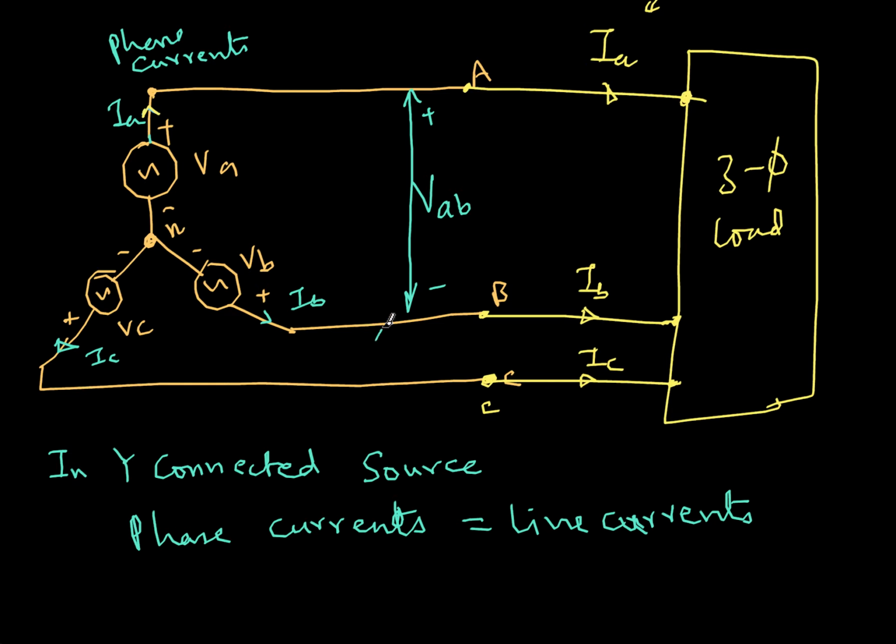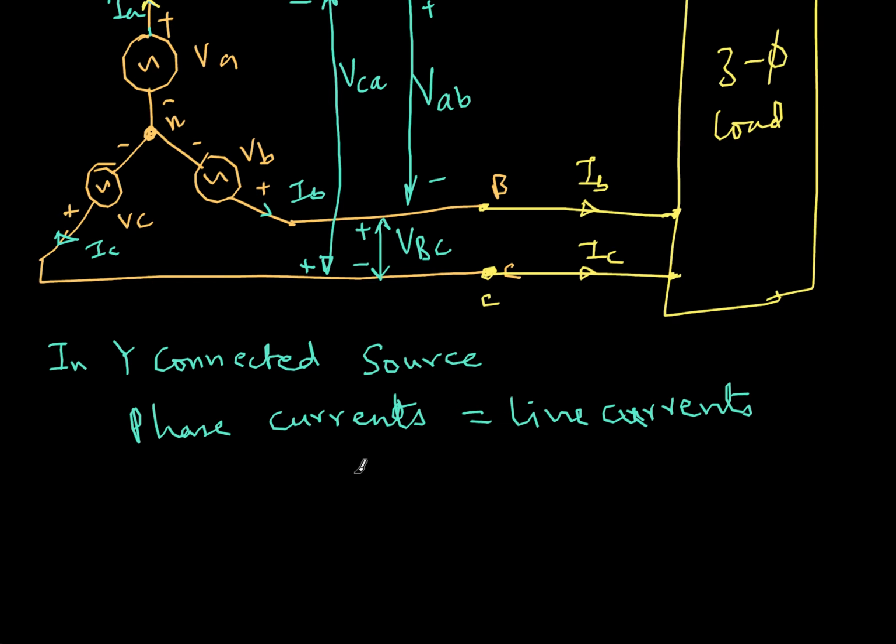Similarly, what is this voltage? VBC, such that this is the positive side and this is negative. Voltage of B with reference to C. Similarly, this is another voltage. This is VCA. Voltage of C with reference to A. So A is the reference. Therefore, this will get the positive side and this will get the negative side. So what are my line voltages and what are my phase voltages?